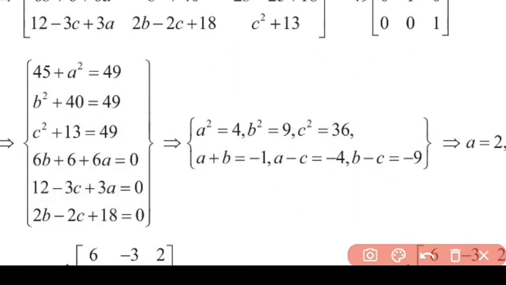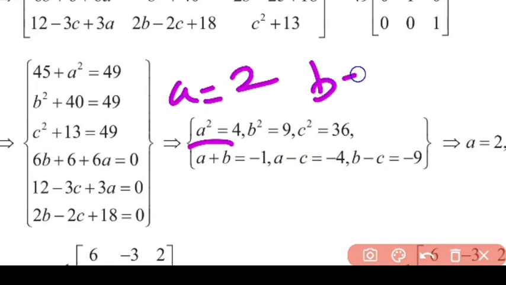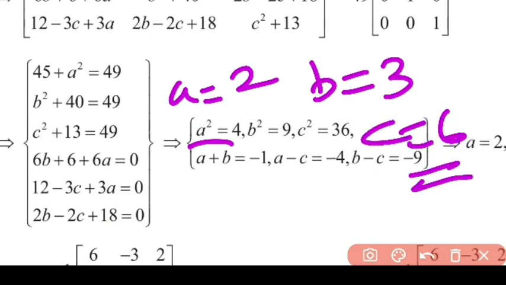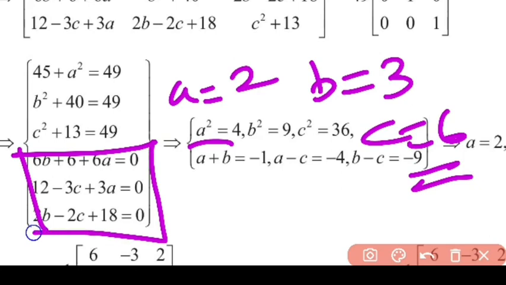Here usually we put plus values only. A square 4 means a equals 2, b equals 3, c equals 6. But in this sum it satisfies this condition. Actually a square equal to 4 means a equals plus or minus, b equals plus or minus, c equals plus or minus. So plus value and minus value are both there, but we need to take only one value.